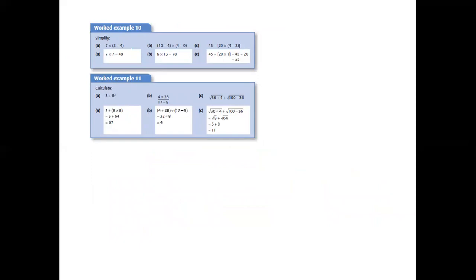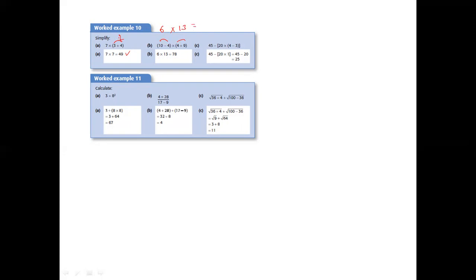Simplify. Let me do brackets first of all. It was with brackets, BODMAS or BIDMAS, that's why we should open the brackets first. 3 plus 4 is 7, and 7 times 7 is 49. And here also we have two brackets. Let me first open the brackets separately. 10 minus 4 is 6, and times the second bracket, 4 plus 9 is 13.